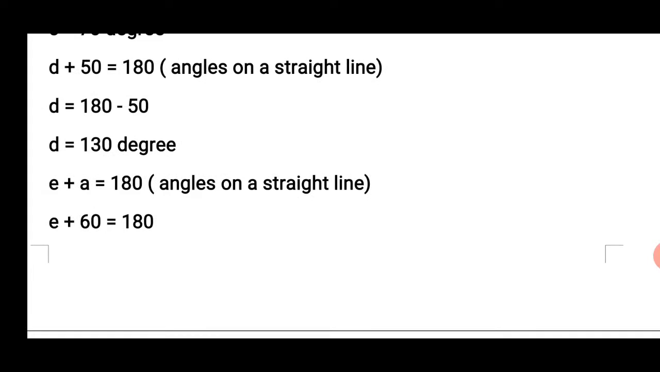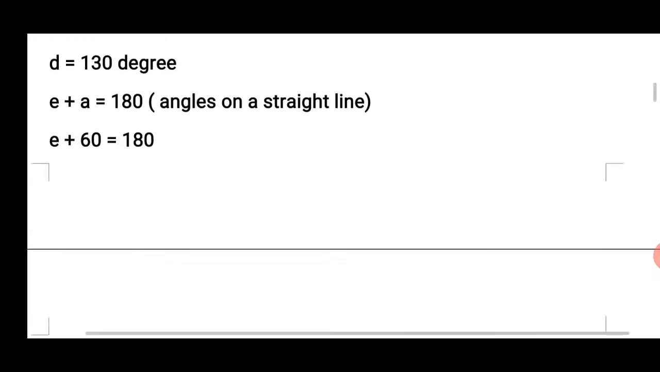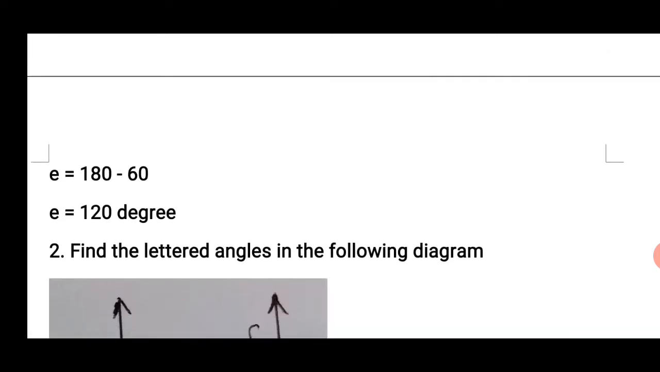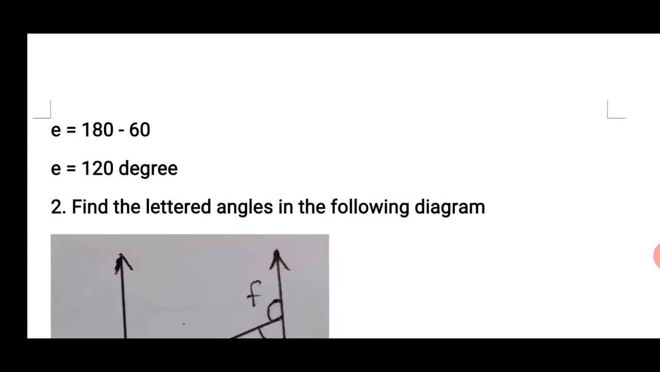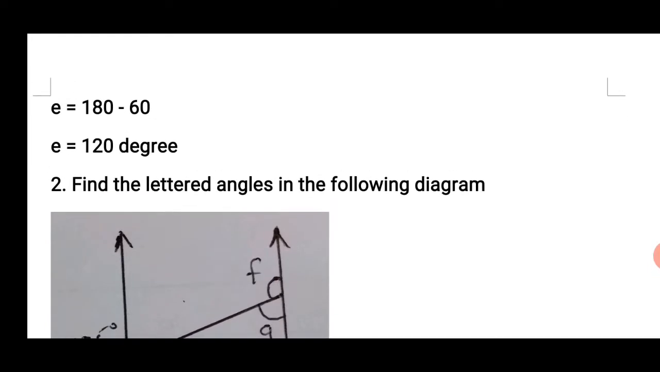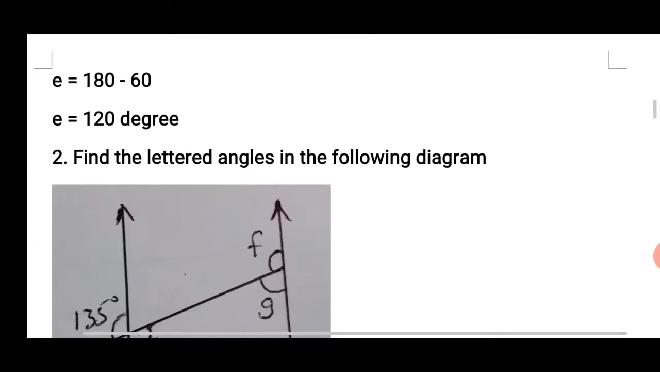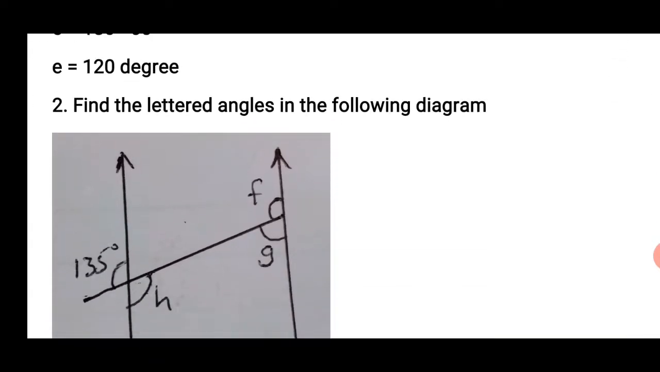So E plus 60 is equal to 180. We transfer 60 to the other side of the equation, it becomes minus. So we have E is equal to 180 minus 60 degrees. Then our angle E is 120 degrees. That is all about the first question. So all the lettered angles have been determined and the reasons are given inside the bracket.